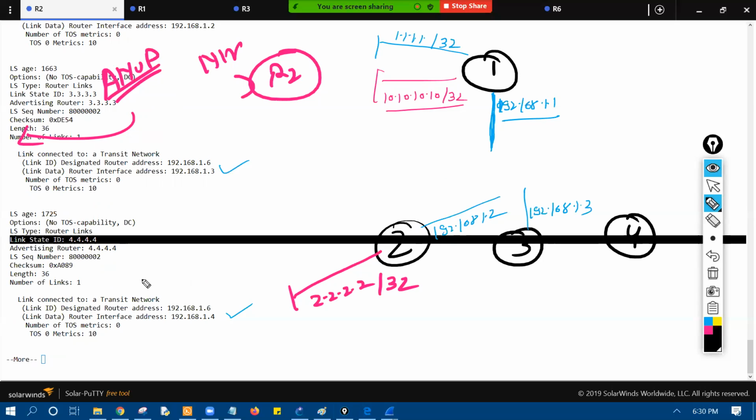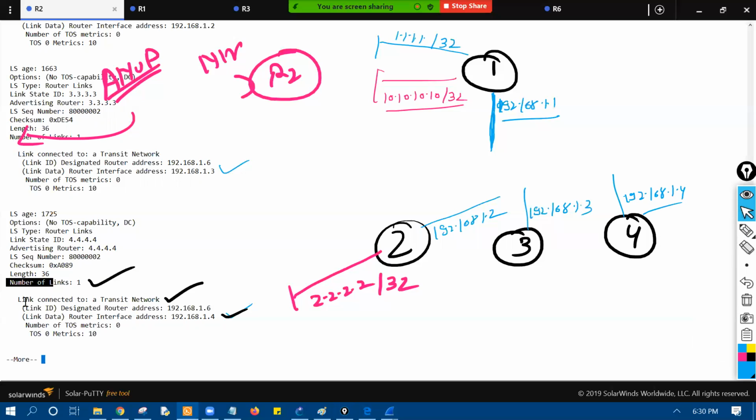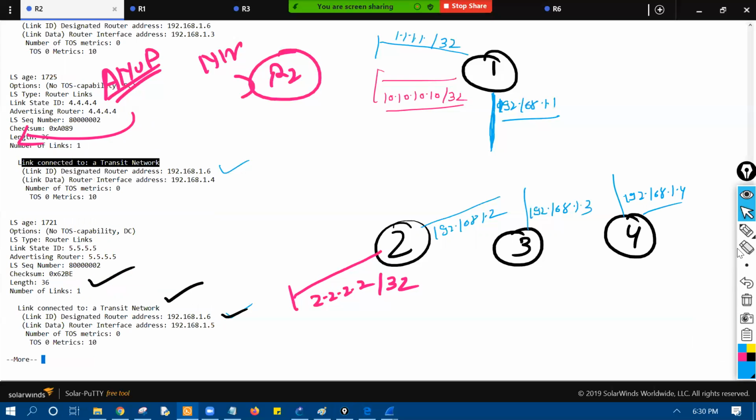Again, this one has a single link, and the link is connected to the transit network that has an IP address of 104. Okay, and he's also saying the same information, that the DR is 106. Now I have a single link, as we told you, so we have a single transit network. Next point, we have another router, that's R5, and again this one has a single link, and it is a transit network, the DR is 106 and the router interface IP is 105.